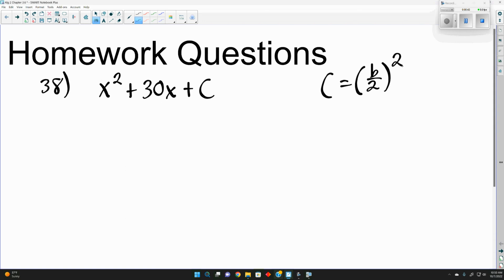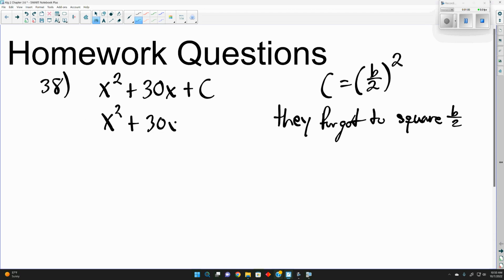So the error in this is they forgot to square b over 2. That's the error. They forgot to square the b over 2 value because they put x squared plus 30x plus our c is going to be 30 over 2. And that's what they wrote. That's fine. But it should have been 30 over 2 squared.